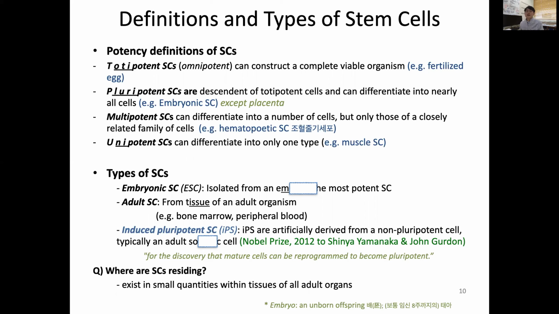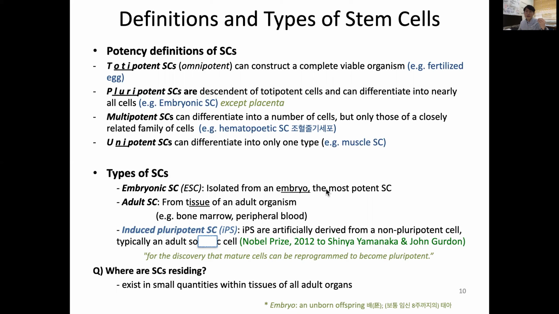And now let's discuss what kinds of stem cells are available. First, isolated from an embryo, the most potent stem cell is called the embryonic stem cell. But as you can imagine, the embryonic stem cell comes from a fertilized egg. So from a religious point of view, this can cause an ethical issue for stem cell research.